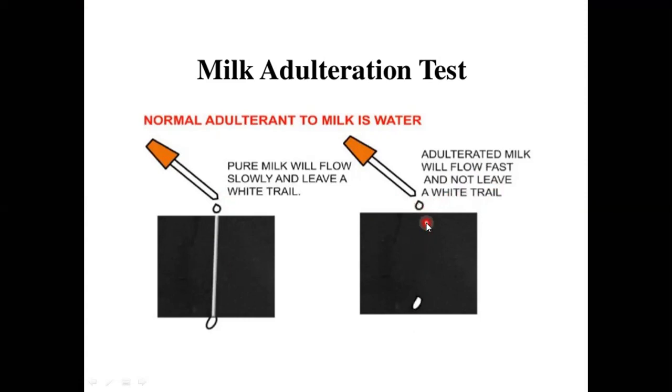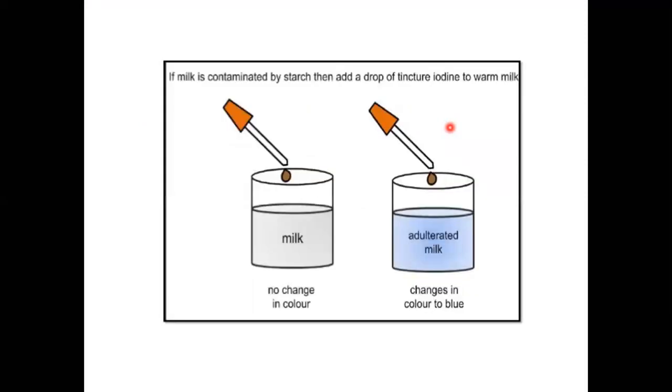See here, these are two separate drops of the watered milk, and this is a continuous dropping of pure milk in a slow manner. So this is the difference. In this way also you can do the milk adulteration test.